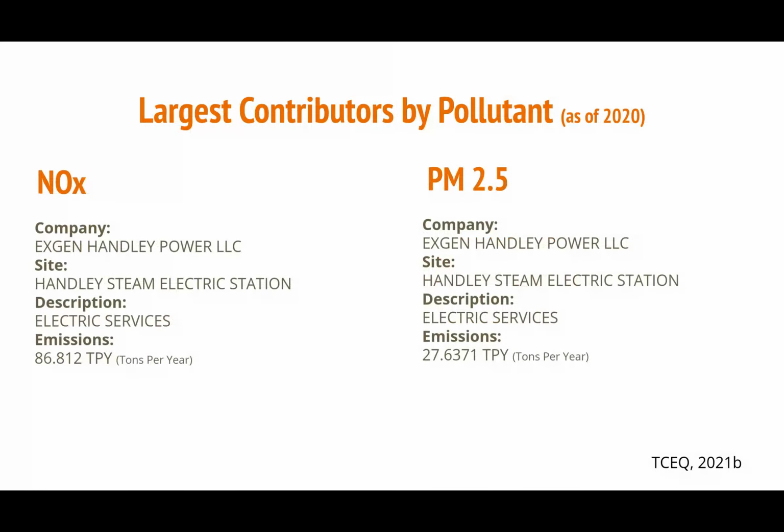The largest contributor of both nitrogen oxides and particulate matter 2.5 is the Exgen Handley Power LLC, which is a steam electric station. The Handley Generating Station is a 3-unit, 1,265 megawatt natural gas-fueled electric generation facility located in Fort Worth. In 2020, Exgen Handley released 86.812 tons per year of nitrogen oxides and 27.6371 tons per year of particulate matter 2.5.